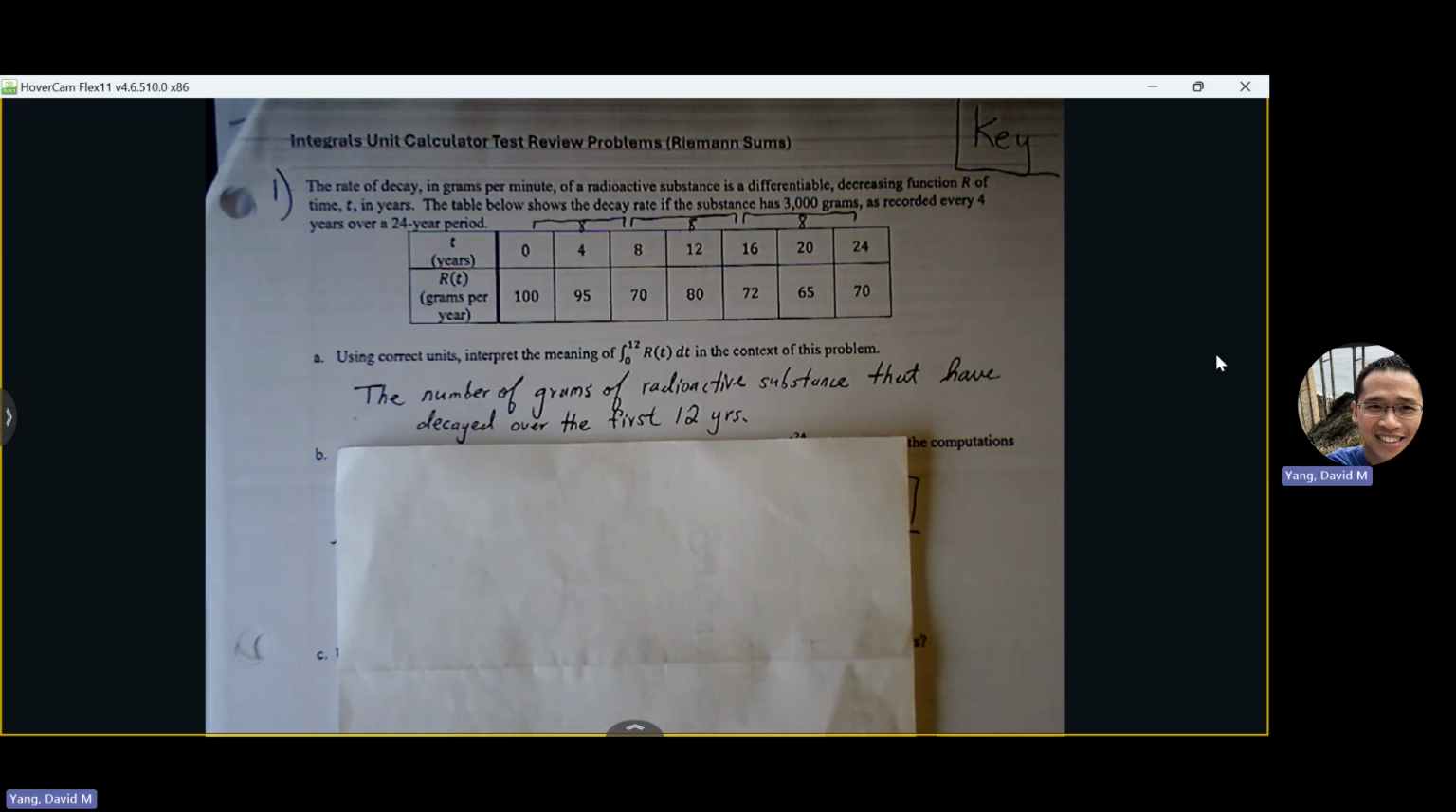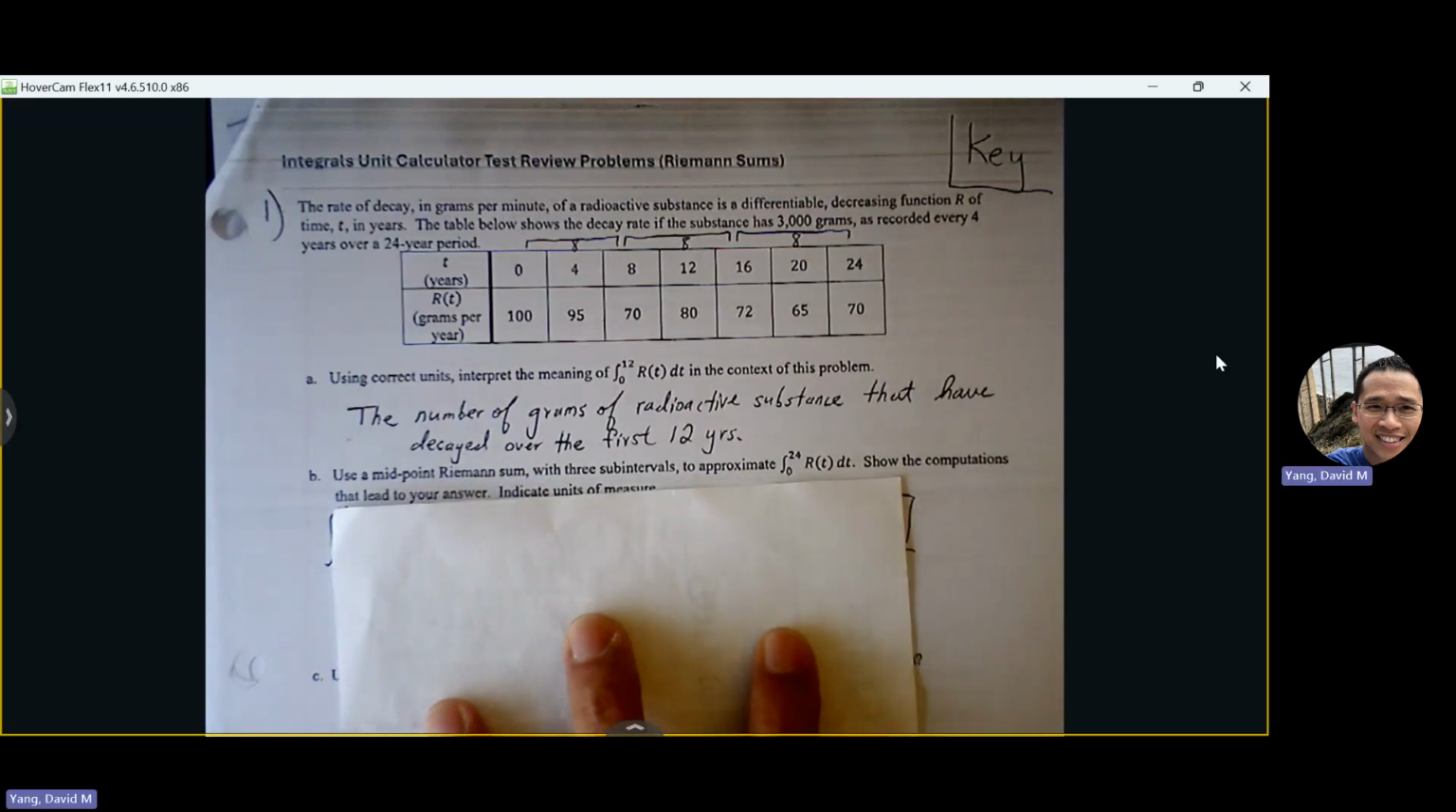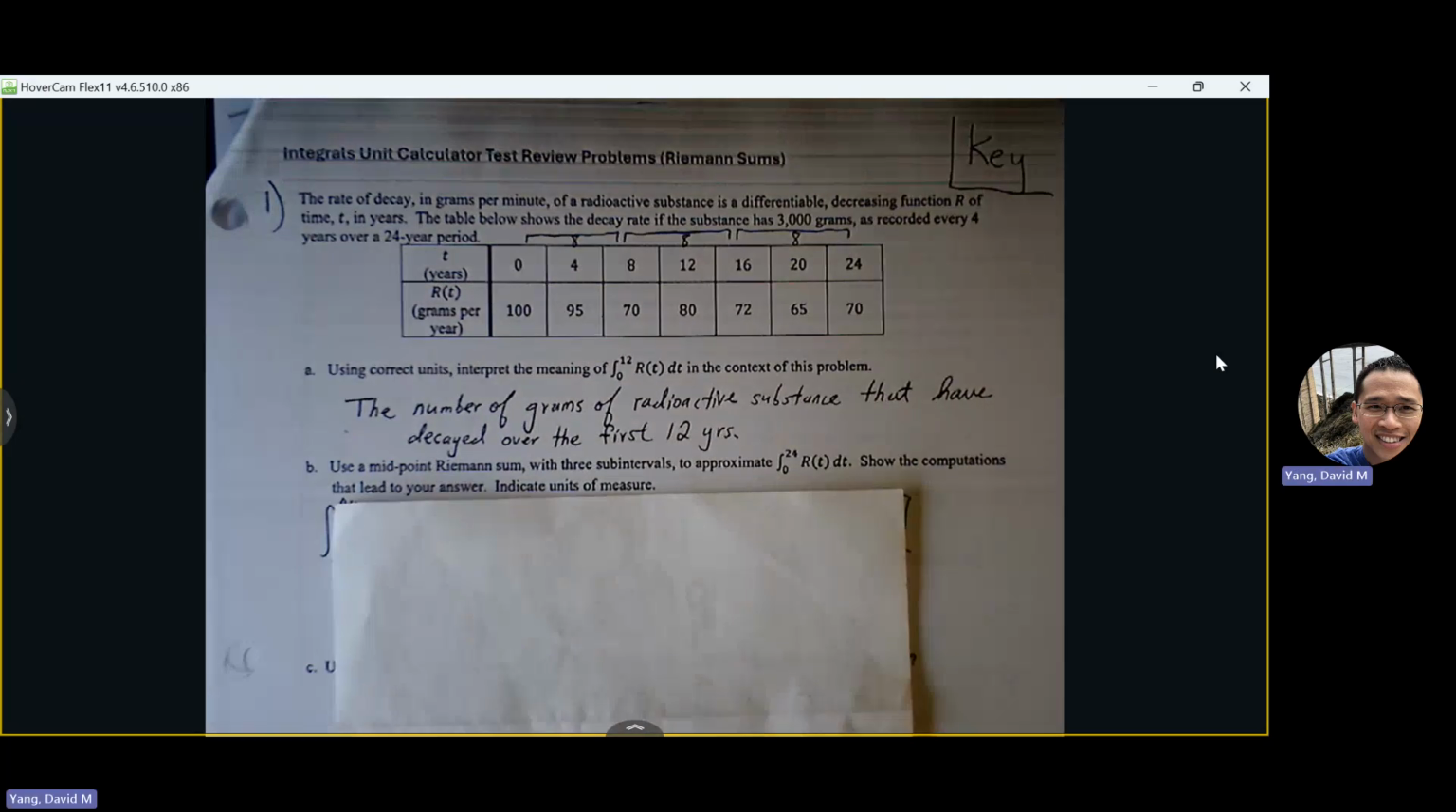Okay, next up. Using midpoint Riemann sums with 3 subintervals, approximate the integral from 0 to 24 of R of t dt. Show the computation that leads to your answer and then indicate the units of measure. So we already know that this is going to be in terms of grams. We have all these accumulations of grams per year, and eventually all that is going to accumulate to the number of grams.